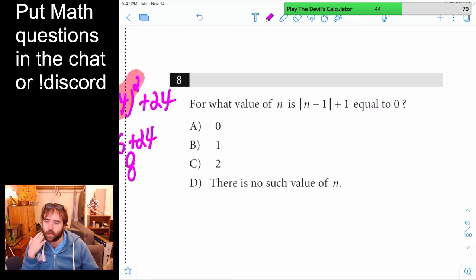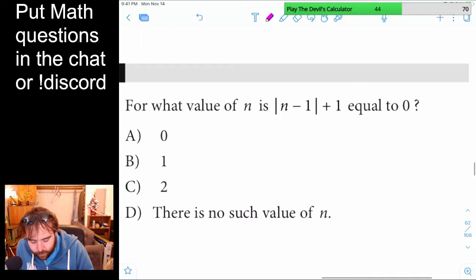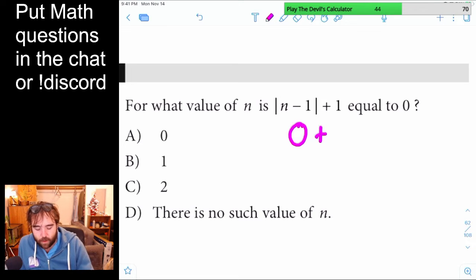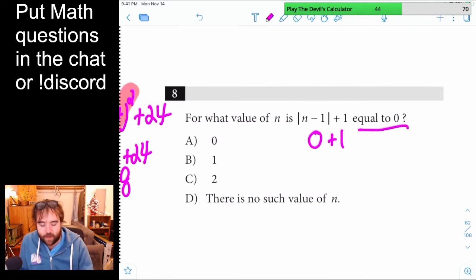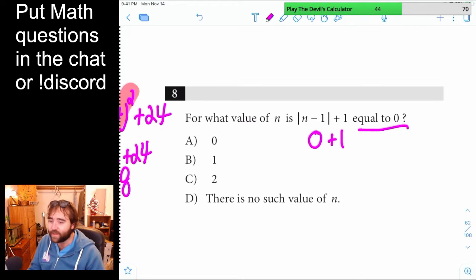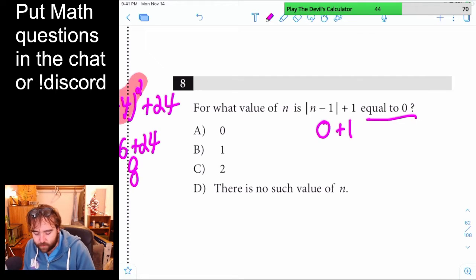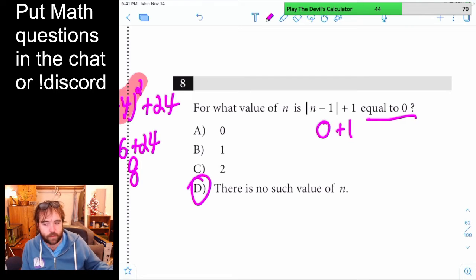Now, one like this, you just got to think about it, I guess. For what value of n is the absolute value of n minus 1, plus 1, equals 0? And so you think about absolute value. What does the absolute value mean? That means the output is always positive or 0. So think, if you have this, the smallest this number can be is 0. But then we're going to immediately add 1 to it. So is it ever going to be equal to 0? No, this is never going to be equal to 0. The absolute value is always positive or 0, so if you add 1 to it, there's nothing that's going to make that equal to 0.